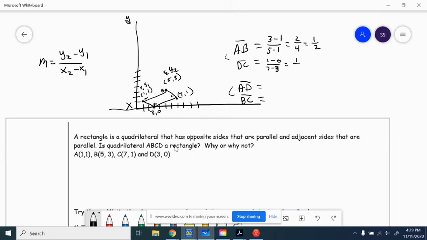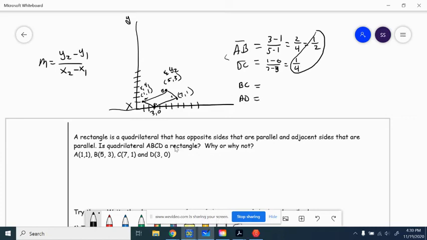And we get 1 over 4. Already, guys, we can stop, because these slopes are not the same. So if their slopes are not the same, then AB and DC are not parallel. But we might as well go ahead and do this out. Let's do DC and BC as well, just to see.